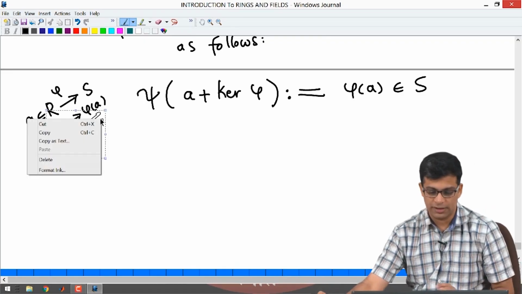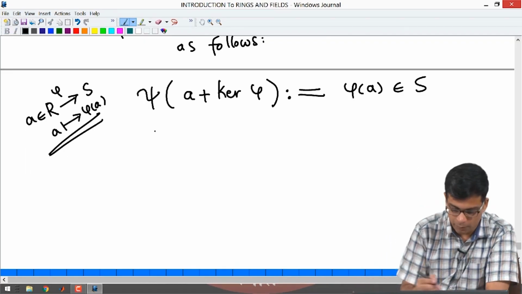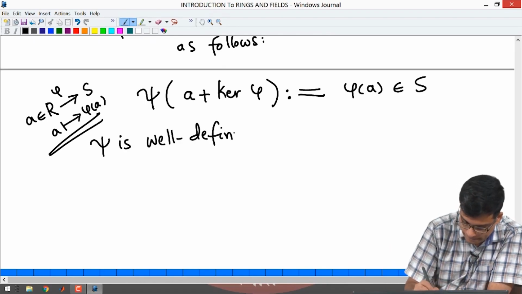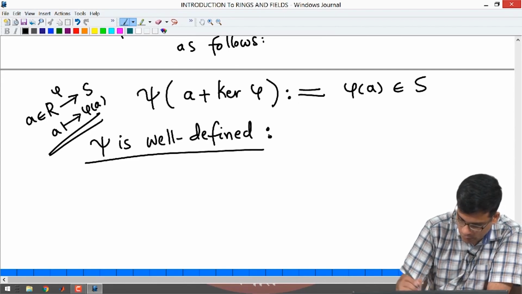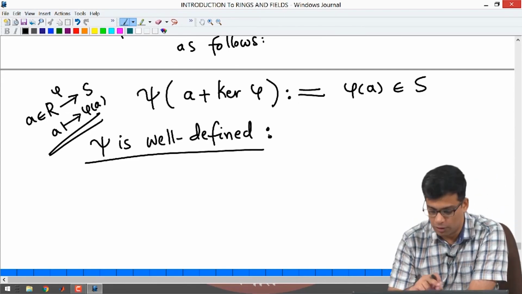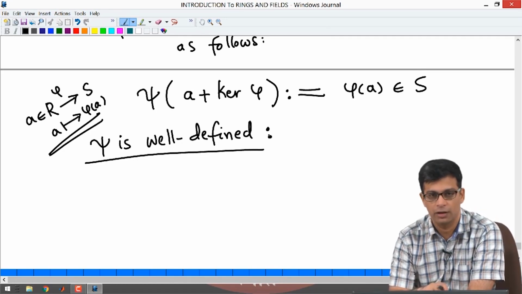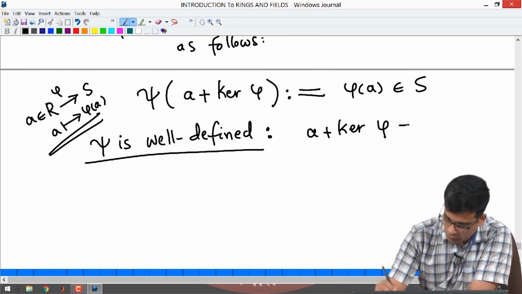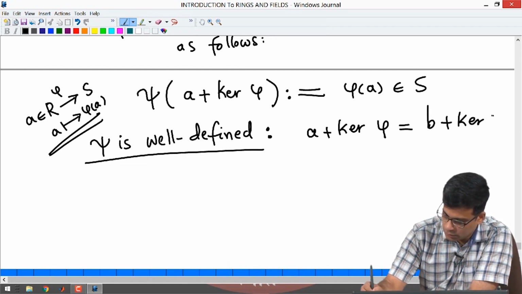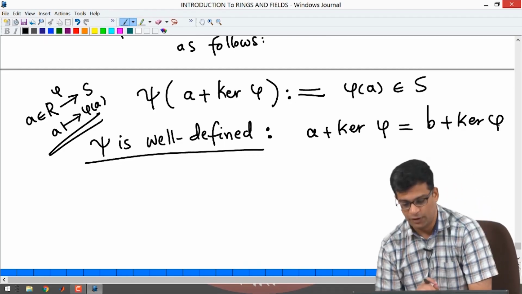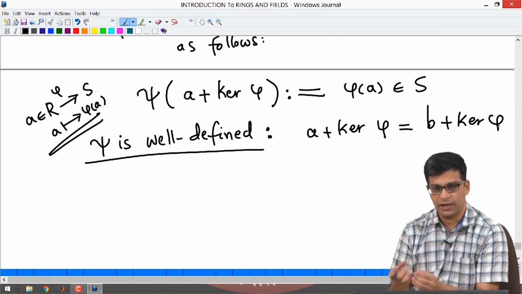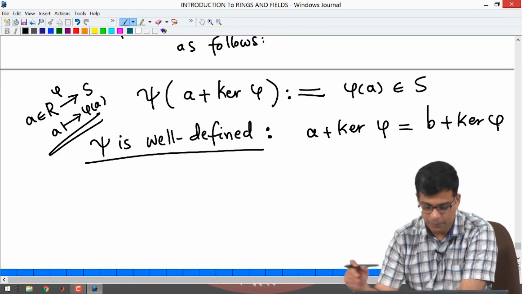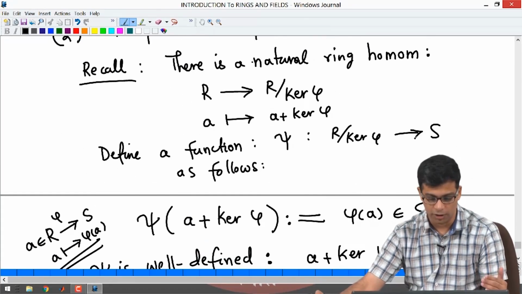Okay, so, now we have to check that this is well defined. This is fine to define it like this, but we need to check that psi is well defined. Why do we need to show it is well defined? Because it seems to depend on the representative for a coset in the quotient ring, because A plus kernel phi perhaps is equal to B plus kernel phi. Remember, a coset of the form A plus kernel phi often is also equal to some other element plus kernel phi. B and A could be different. So, A plus kernel phi could be same as B plus kernel phi as elements of R mod kernel phi.